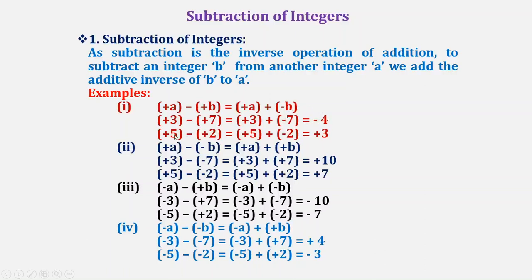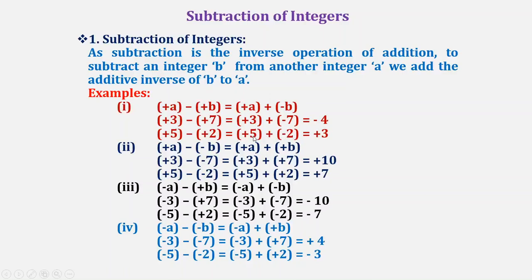So next, take another example for this first one. Plus 5 minus of plus 2. Means we are subtracting plus 2 from plus 5. First you have to convert this subtraction into addition. So plus 5 plus of, take the additive inverse of the second number, which is minus 2. So now this subtraction is converted into addition. Which type of addition is here? The addition of two different sign numbers, the addition of unlike signs numbers.